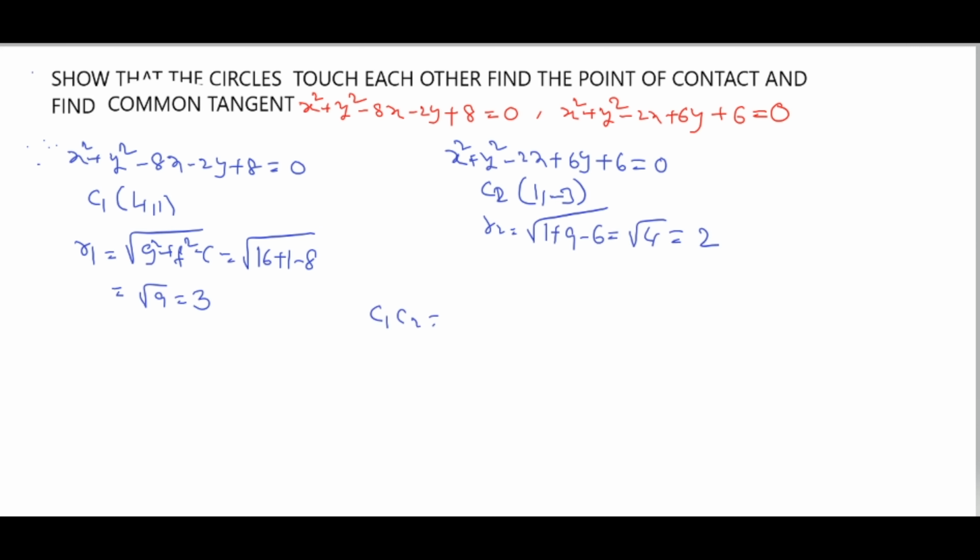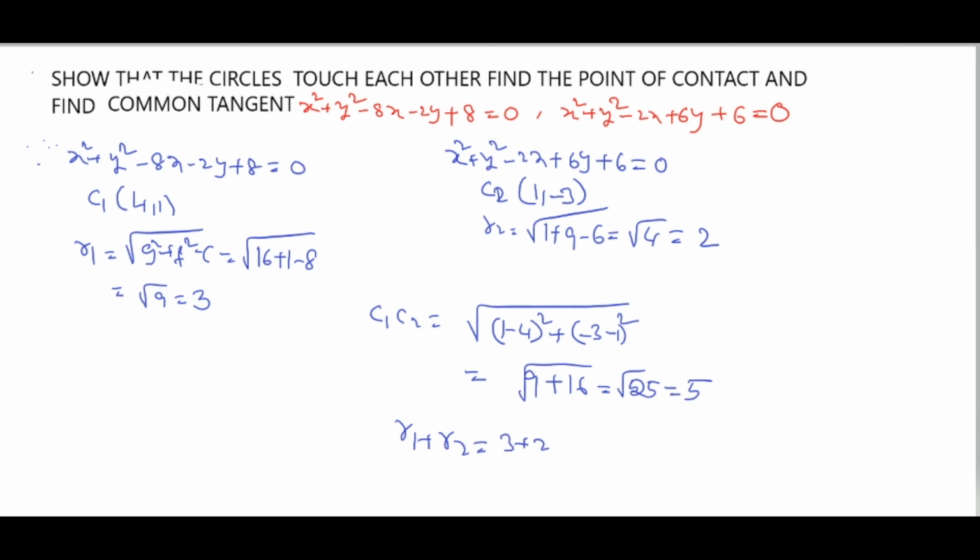So C1 C2, the distance between the centers, is equal to under root of (1 minus 4) whole square plus (minus 3 minus 1) whole square. 1 minus 4, that is minus 3, whole square is 9, plus 16, that is equal to root 25, which is 5. And R1 plus R2 is equal to 3 plus 2, which is 5. Therefore C1 C2 is equal to R1 plus R2, which is 5. Therefore the given circles touch each other.